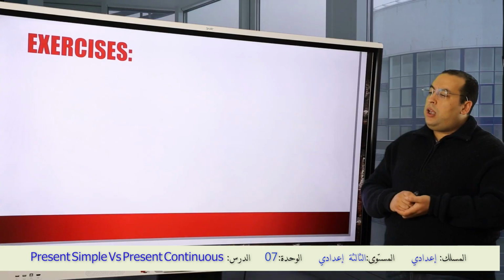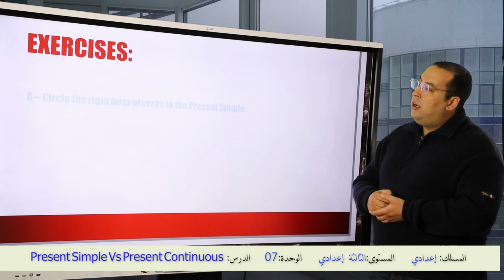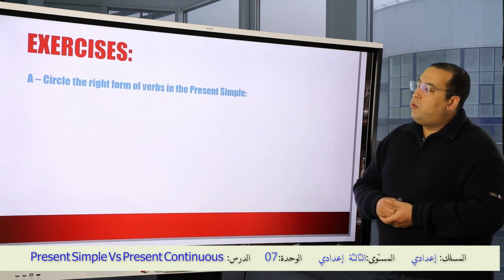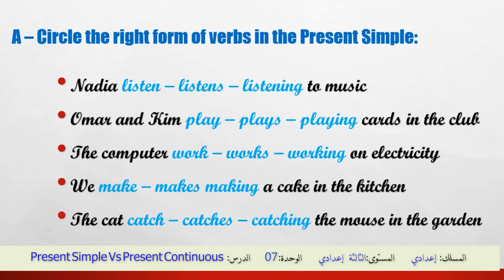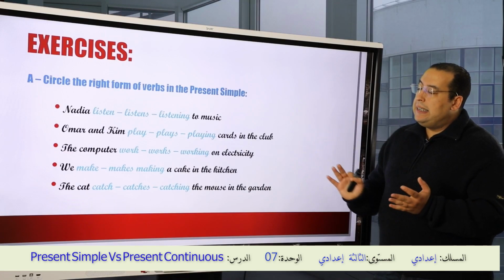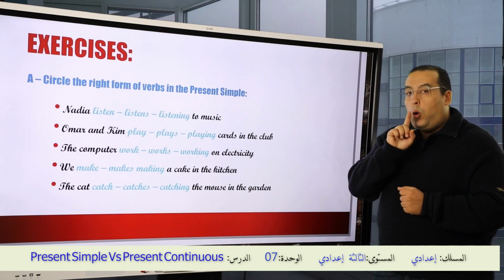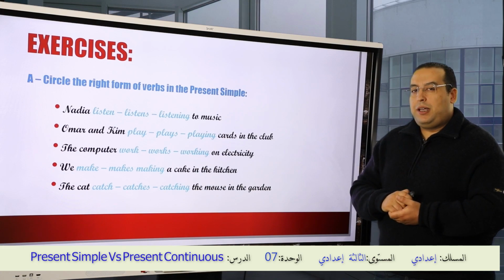Very good. Now let's exercise using what we have learned until now. The first one, circle the right form of the verbs in the present simple. So you have some sentences, and in every sentence there are three forms of the same verb. Two forms are incorrect and one form is correct. So you take your time to read the sentences and then you circle only the correct form of the verb. I will meet you after you think about the exercise.